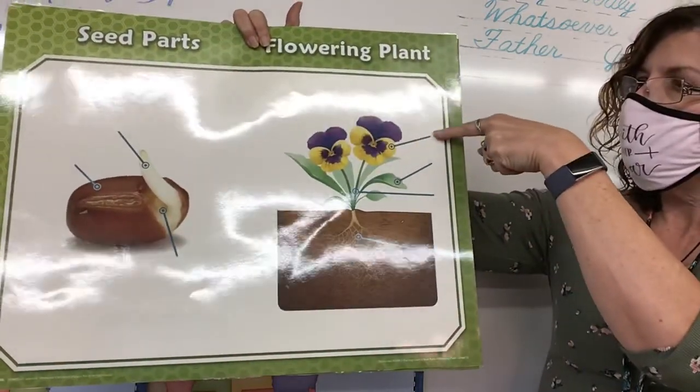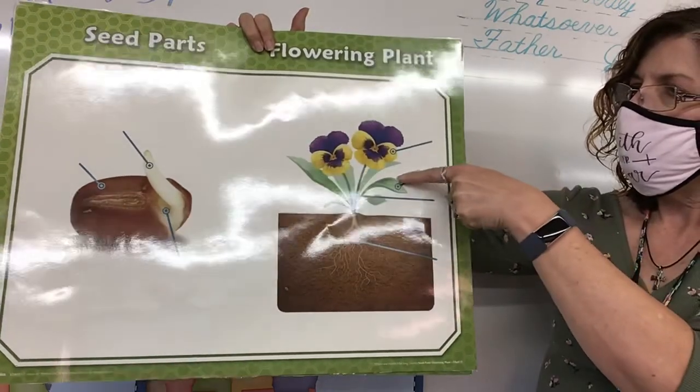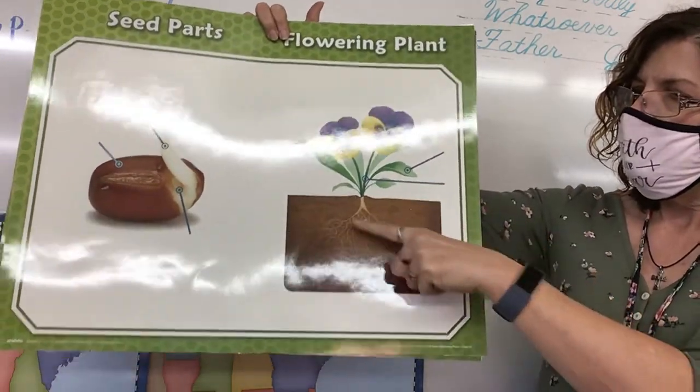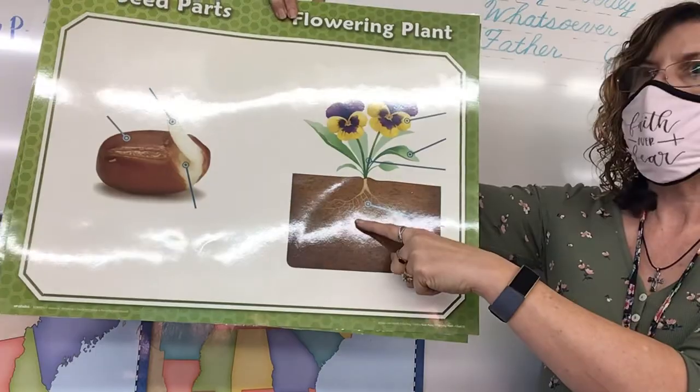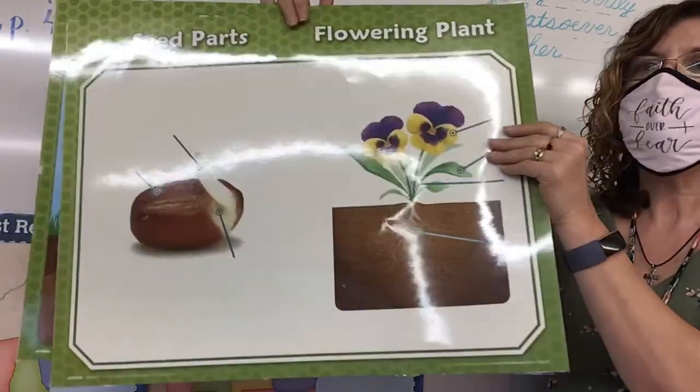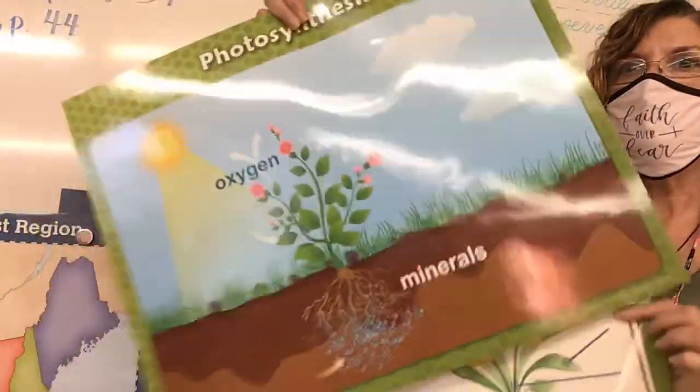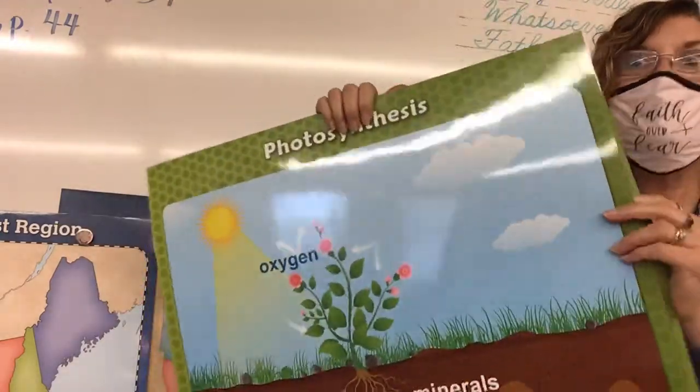This is the flower. This is the leaf. This is the stem, and this is the root. Wait till I point to you, please. So that will be very easy. And then this will be on next week's test.